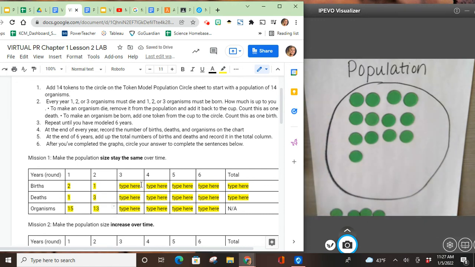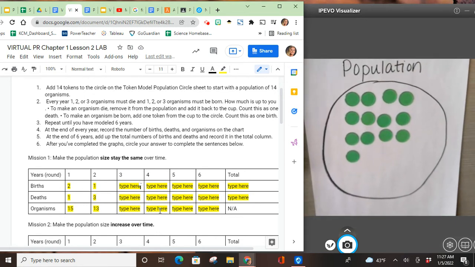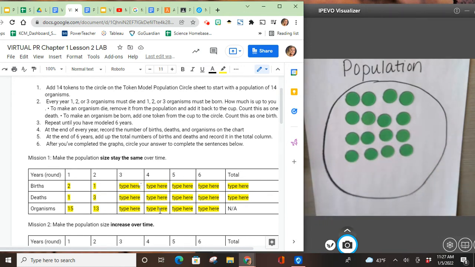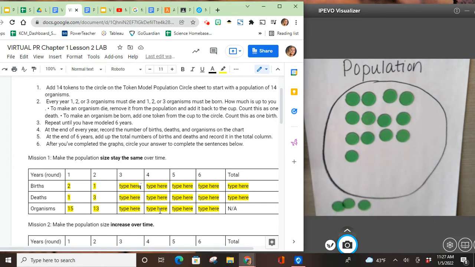All right, year 3. I'm not going to type it in the graph, so I want you to follow along and record it yourself now. This year, we are going to have 3 births, woohoo, and 3 deaths. How many are left over? Should be the same, about 13. We've got 13, so our population is staying the same.